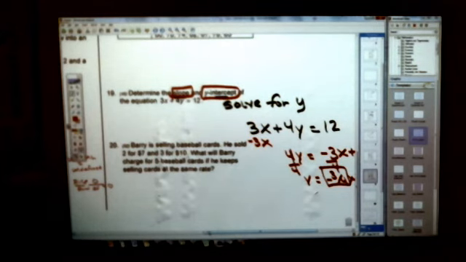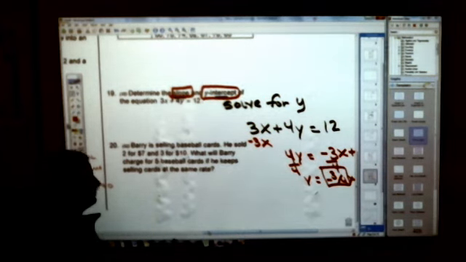Problem number 20, let's finish that because we've got a boys versus girls challenge to do here. Girls go first, then we guys. No, ladies first.